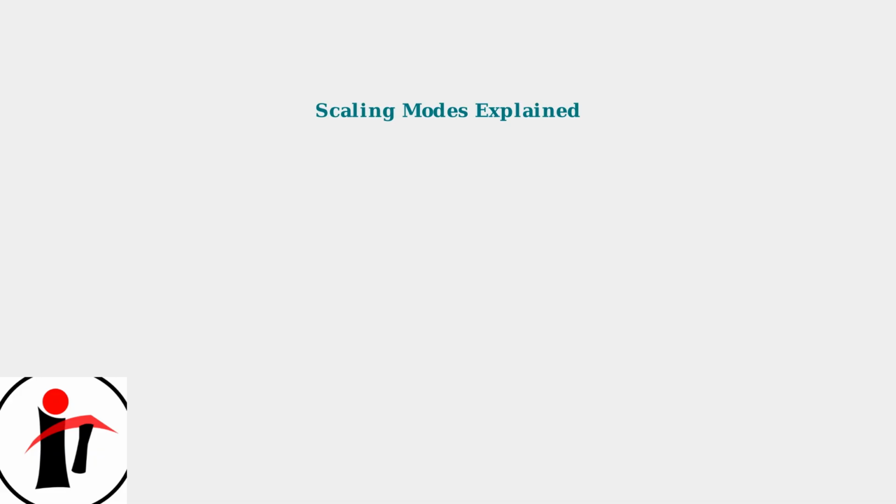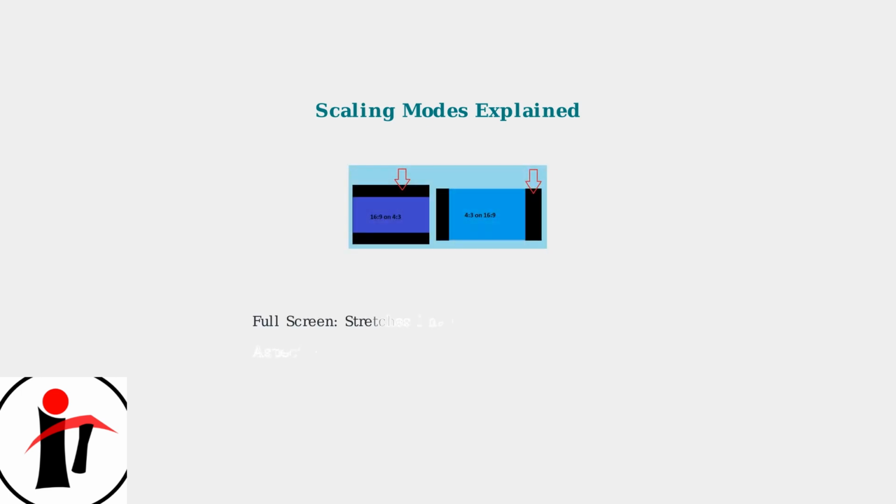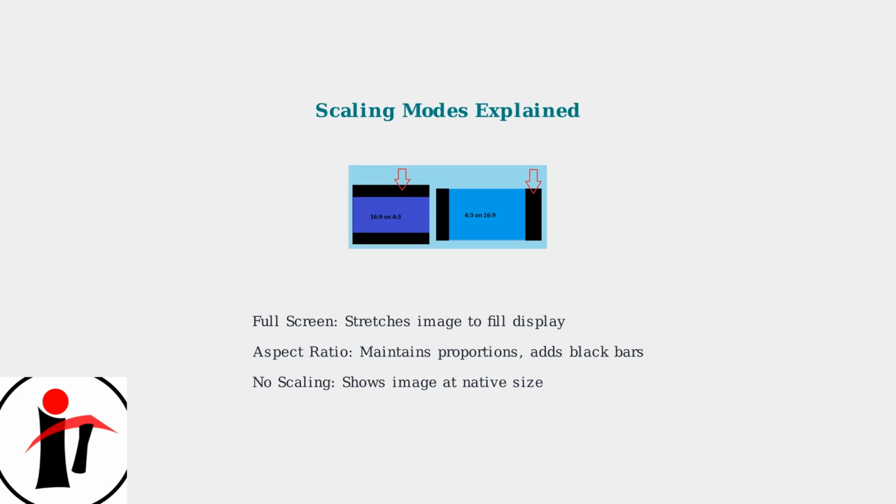Understanding the different scaling modes is crucial for getting the best display results. Each mode handles aspect ratio mismatches differently. Full screen mode stretches the image to fill your entire display, which can cause distortion. Aspect ratio mode maintains proper proportions but may add black bars. No scaling shows content at its native size.